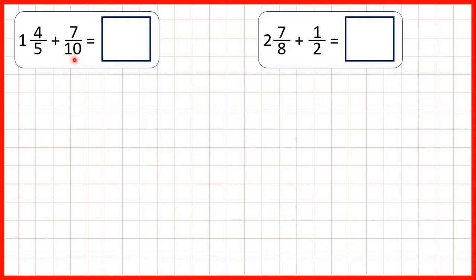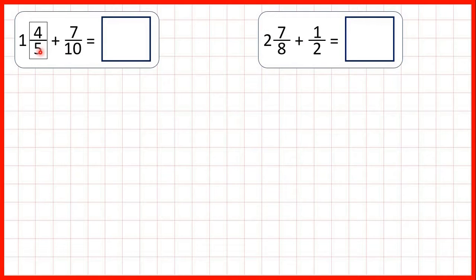Now we're adding a fraction to a mixed number, but this time when we add our fractions, we'll get a total of more than 1 whole. So first we have 1 4/5, and we're adding 7/10. Now to add fractions, we need the denominators to be the same.